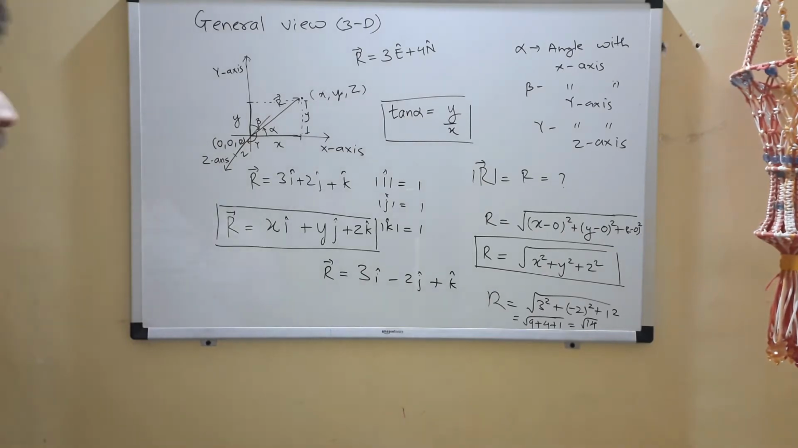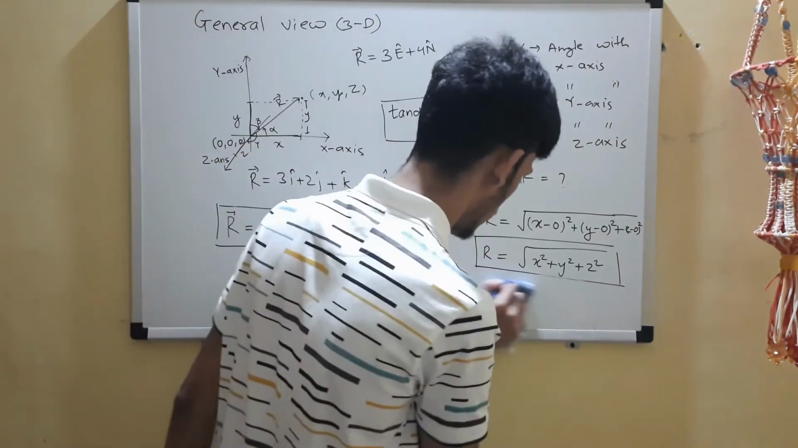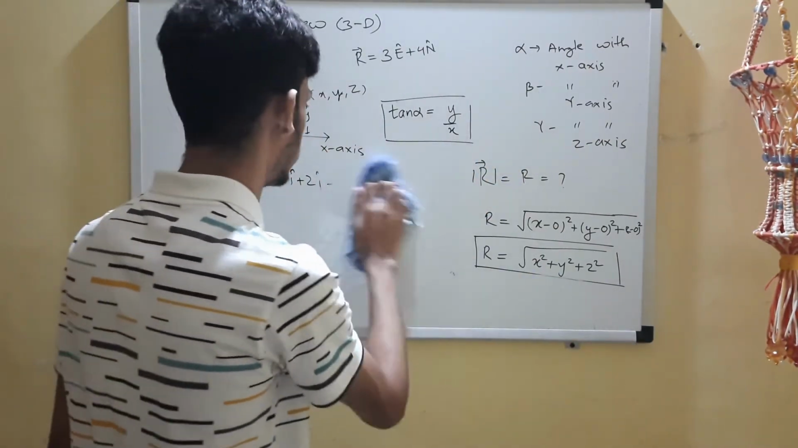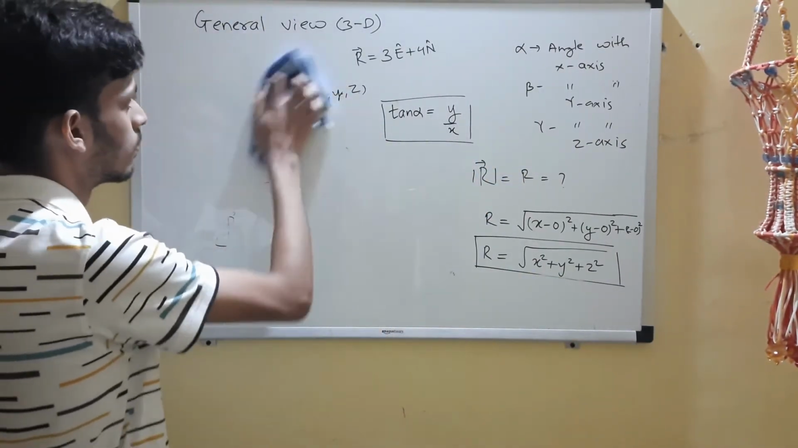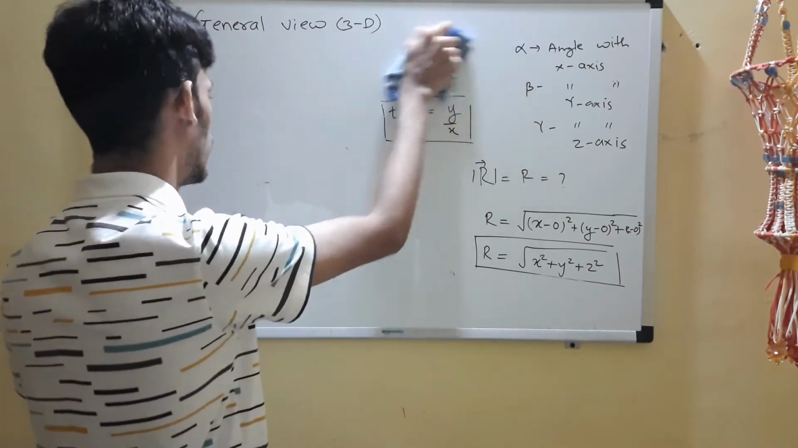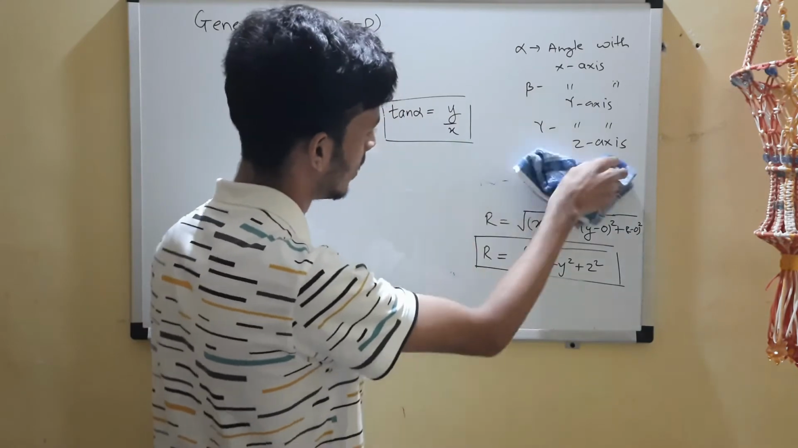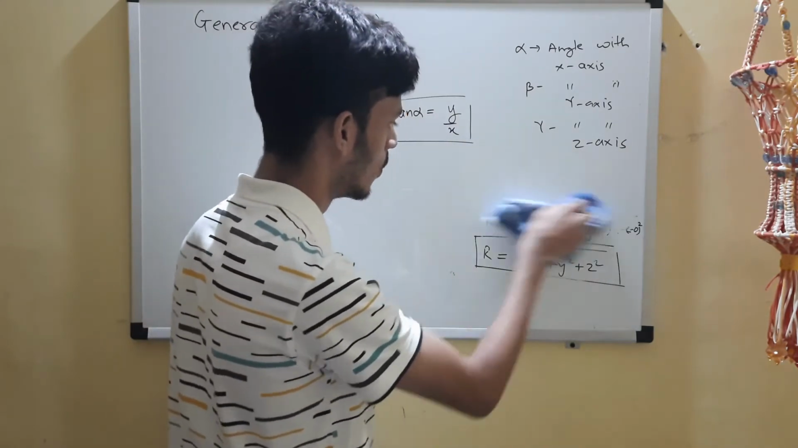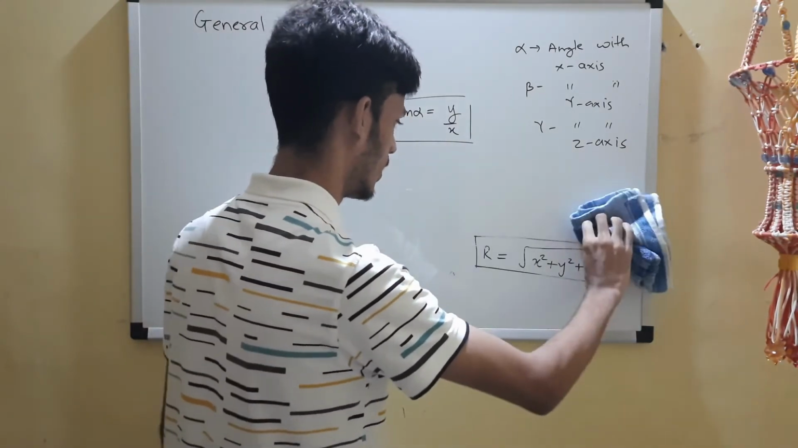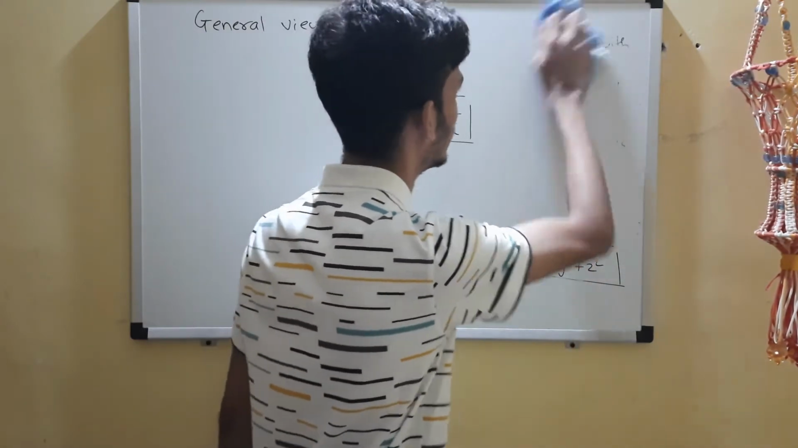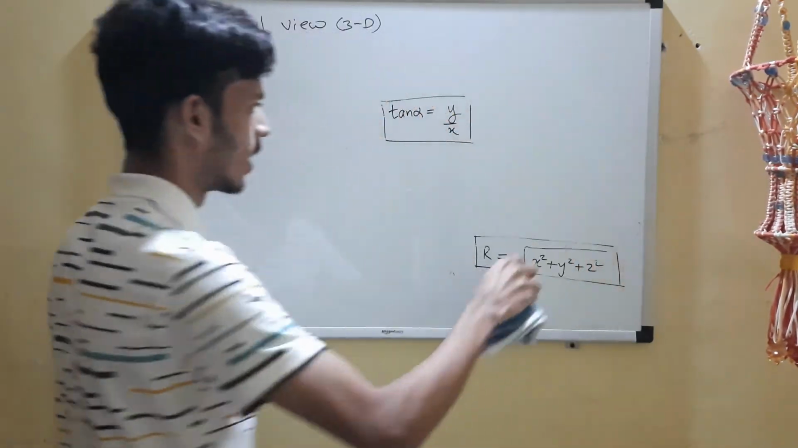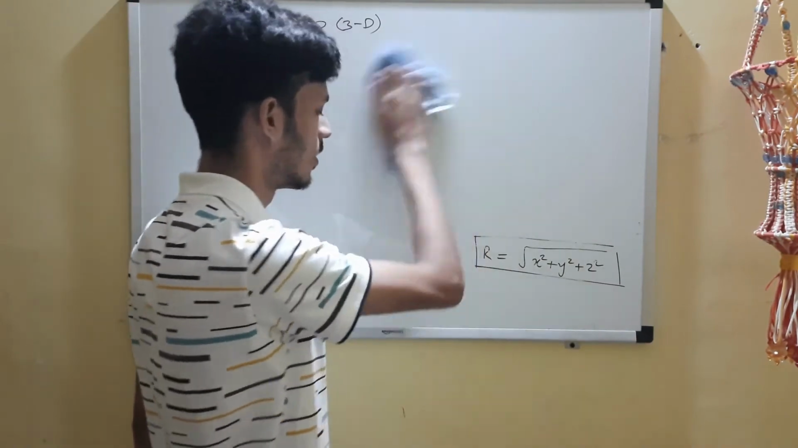We'll derive that again, so I'll remove this now. Walk the distance x, fly the distance y, and move ahead the distance z. Anyways, we'll derive that once more.